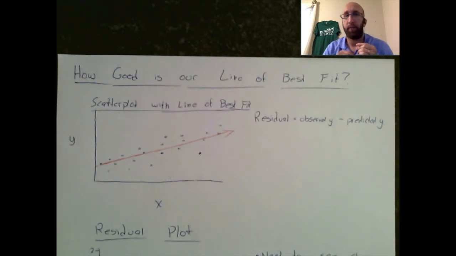everybody. In this video, I want to get into some of the smaller details of scatter plots and line of best fit and really try and tackle this question I've written at the top: how good is our line of best fit? So how do we know our line of best fit was a good choice? And really, how do you know that, right? So first we're going to start off with just residuals. What a residual is, how you calculate it, those things.